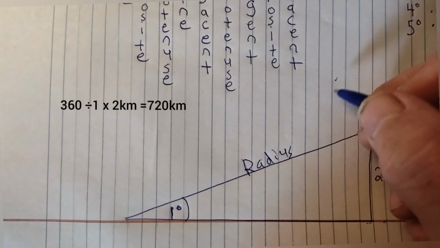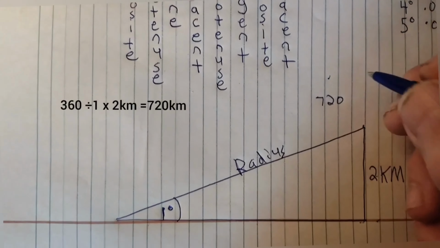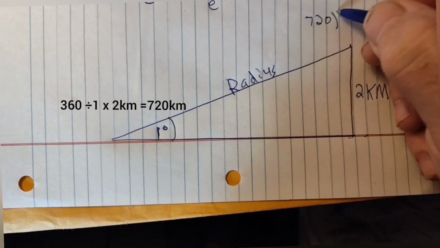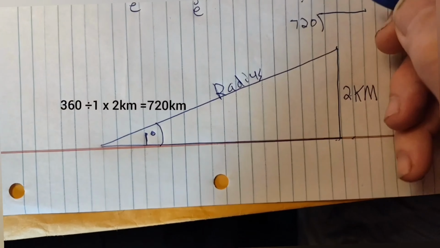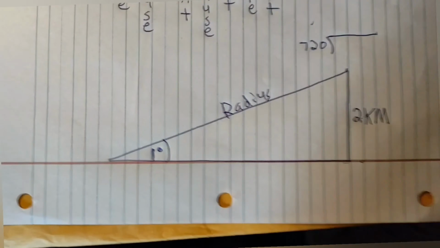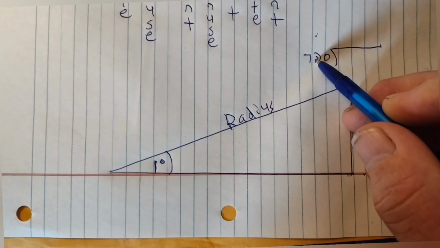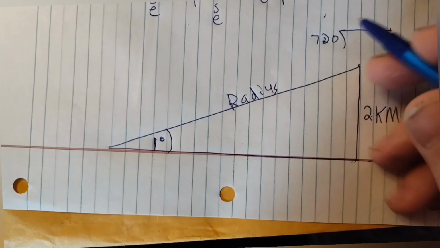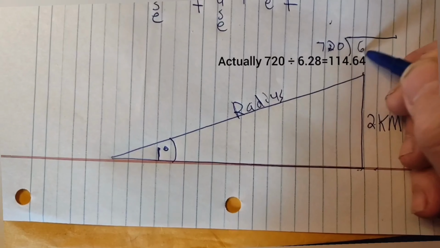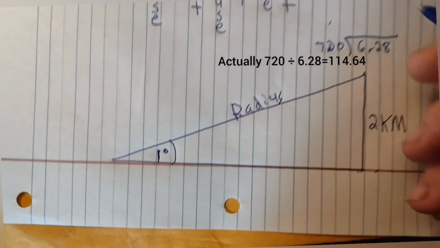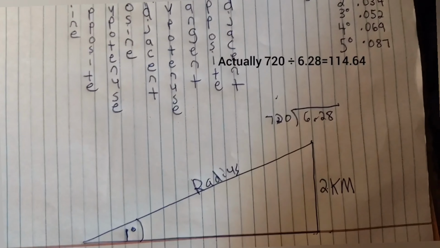So we'll write down 720 kilometers, and then we are going to divide that. So 2 pi r, that's the whole circumference of the circle, 720 kilometers. So to get the circumference, it's 2 pi r. So now we just divide it by 2 pi, which is 6.28, which I'll do in the calculator also.